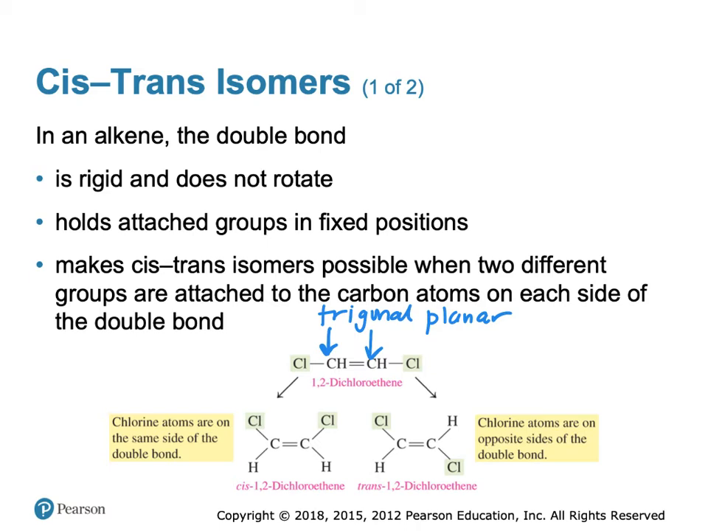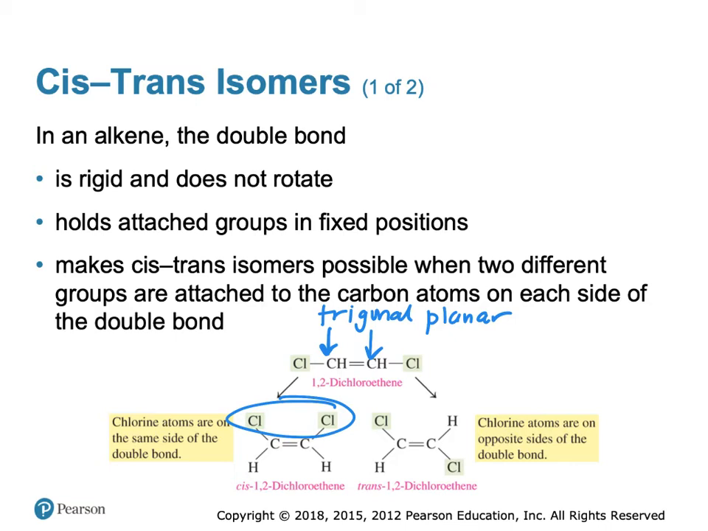It makes cis-trans or geometric isomerism possible when two different groups are attached to the carbon atoms on each side of the double bond. So let's look at the compound 1,2-dichloroethene. If the chlorine atoms are on the same side of the double bond, they are cis to each other. If they are on opposite sides of the double bond, the compound is slightly different. They are trans to each other.